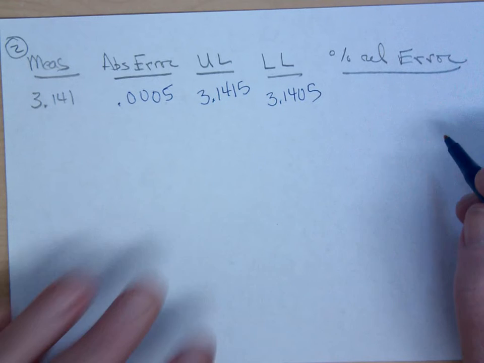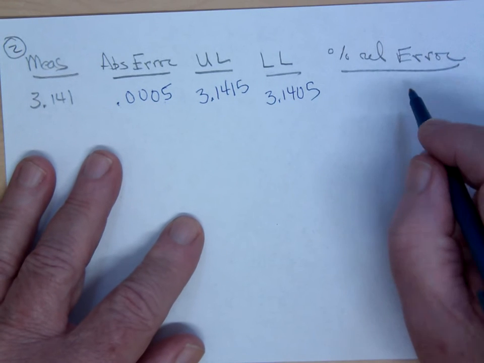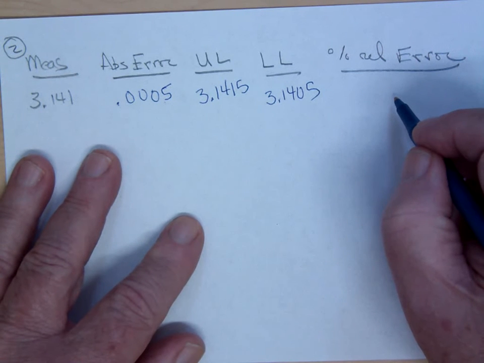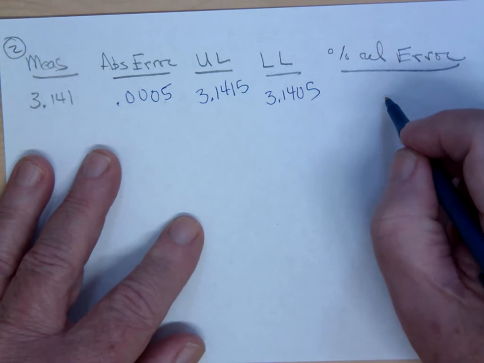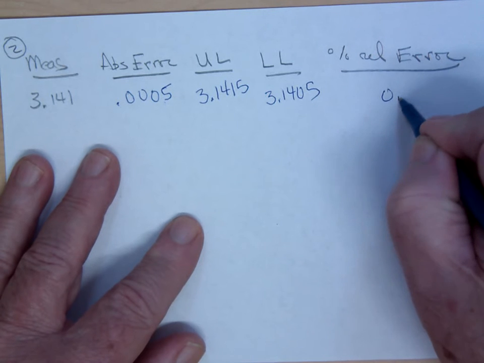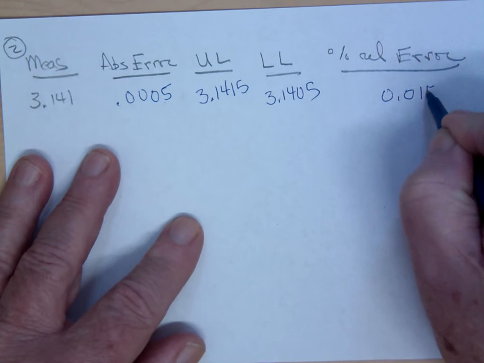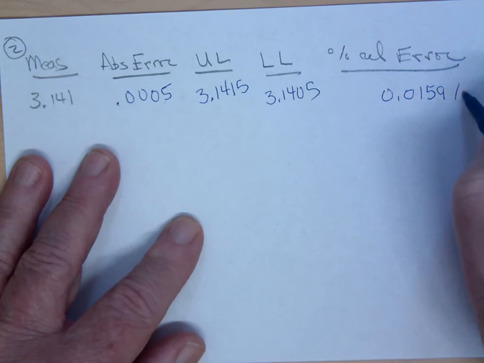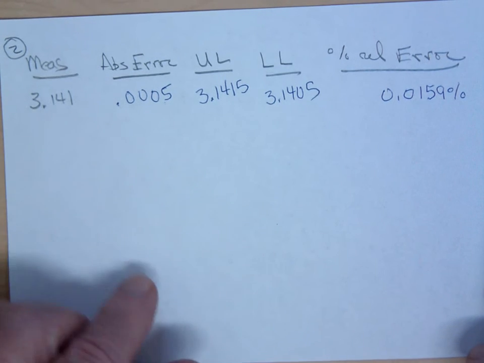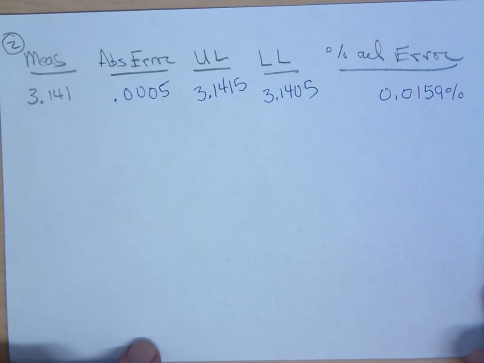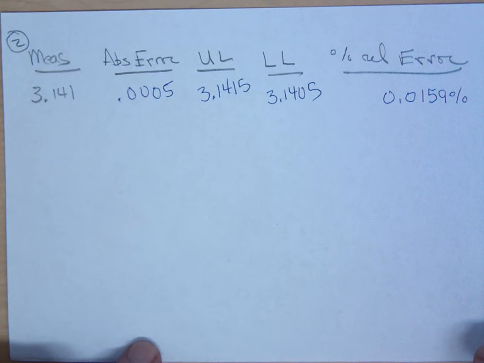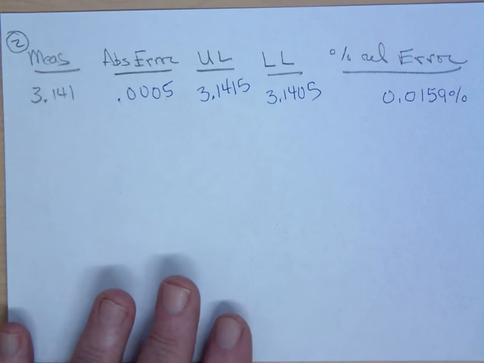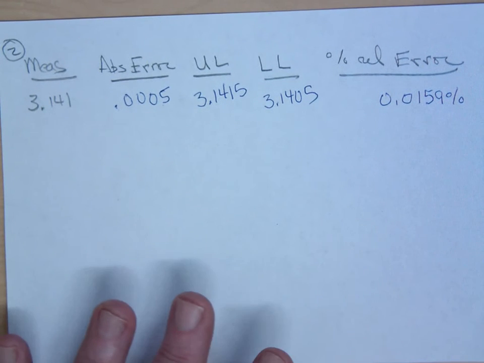And so here what you would get, and I do ask you to write this as a percentage, would be 0.0159, and that is percent. So you see that's really pretty accurate whenever you get that level of accuracy. So that is number 2. Let's look at problem number 3.